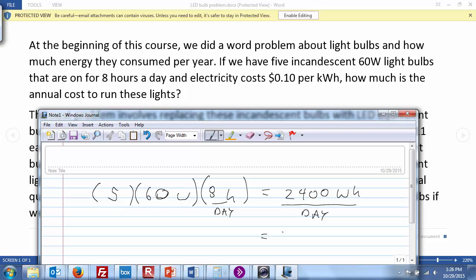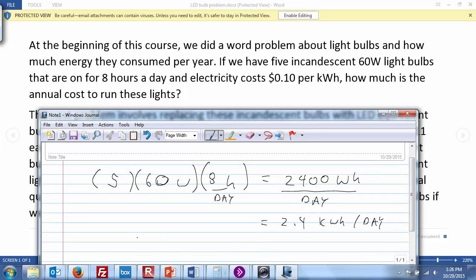Okay, so then we're looking at 2.4 kilowatt hours per day, times 0.1 dollars per kilowatt hour equals 24 cents, right? 0.24 per day, all right.